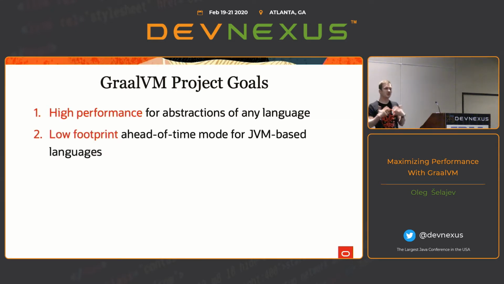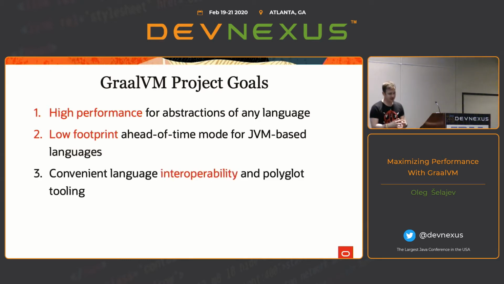GraalVM has this low footprint mode where it can compile your applications ahead of time, and then it will run with different performance characteristics, right? It will give you incredible startup, and it will give you much better memory consumption than you would usually expect from running a JVM application.